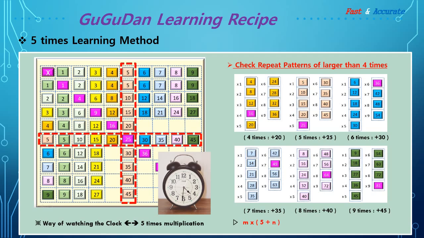This repeat pattern can be expressed by the formula including letters m and n as below, which is an example of the distributive law of multiplication for addition. m times parenthesis 5 plus n parenthesis equals m times 5 plus m times n.